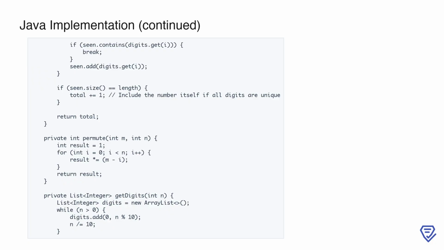After processing all positions, if all digits in the number are unique, we increment the total by 1 to include the number itself. The permute function is defined to calculate the number of permutations for n digits chosen from m options, which is achieved by multiplying decreasing values of m over n iterations.